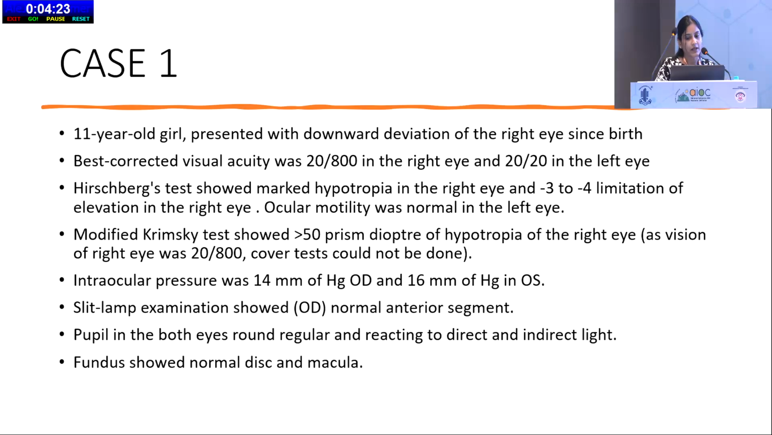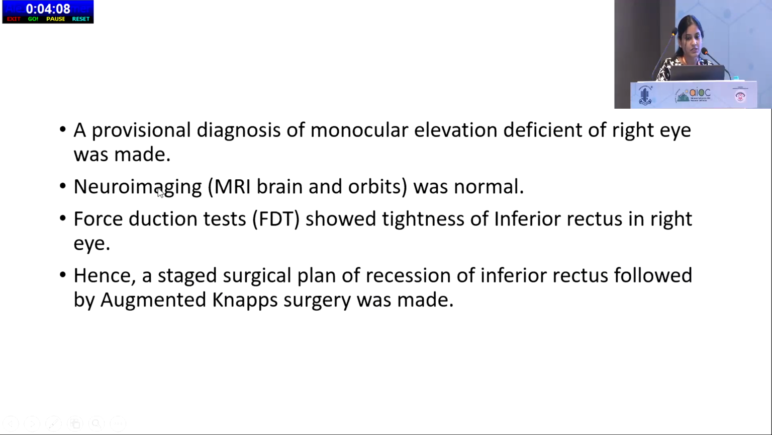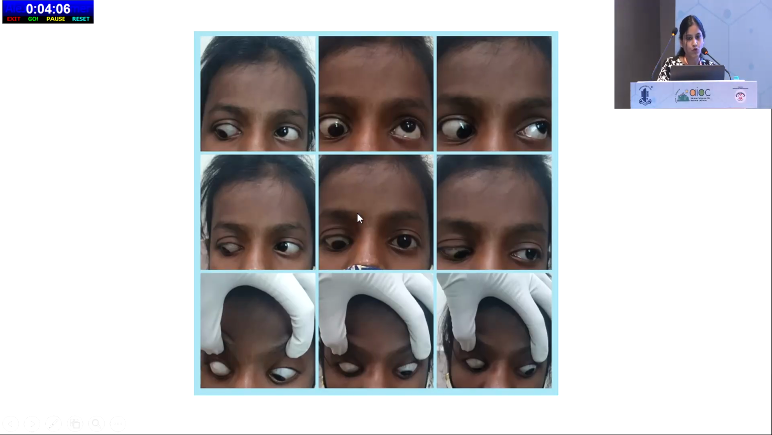Ocular motility in the left eye was normal. Modified Krimsky's test showed more than 50 diopters of hypotropia in the right eye, and the rest of the examination, intraocular examination, slit lamp, pupil and fundus examination, was normal in this child. So you can see in the central picture that the patient shows hypotropia, and in elevation, there is marked limitation of elevation in the picture.